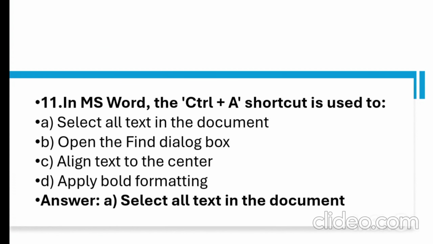Question number 11. In MS Word, the Control plus A shortcut is used to? Options are A. Select all text in the document, B. Open the Find dialog box, C. Align text to the center, or D. Apply bold formatting. So the correct answer is A. Select all text in the document.